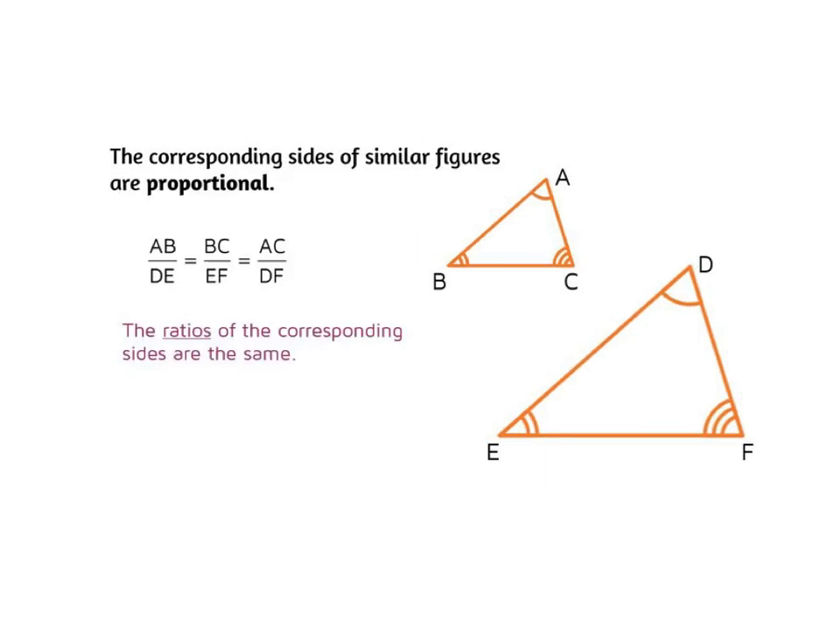If we have similar figures, then the corresponding sides are proportional. So side AB would be in proportion to side DE, that's right here. Side BC would be in proportion to side EF, that's right here. And then side AC would be in proportion to side DF, that's right here. And all of those ratios of the corresponding sides are the same.